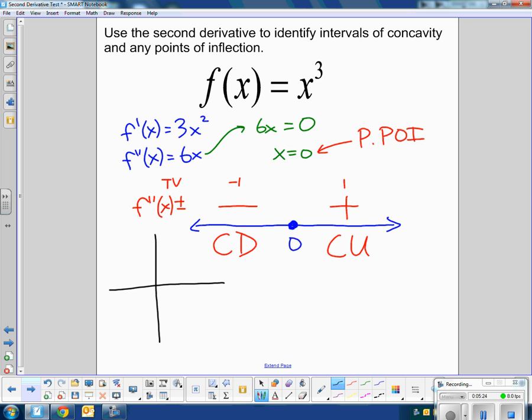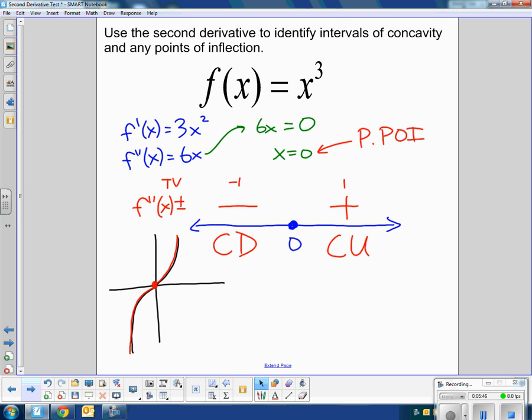If I can sketch that idea, here's what a cubic graph would look like. It comes in through the origin and comes up like this. Notice, up until 0, we have a piece that is concave down. Then, right here, when x equals 0, it changes from being concave down. Now we have an interval that's concave up.